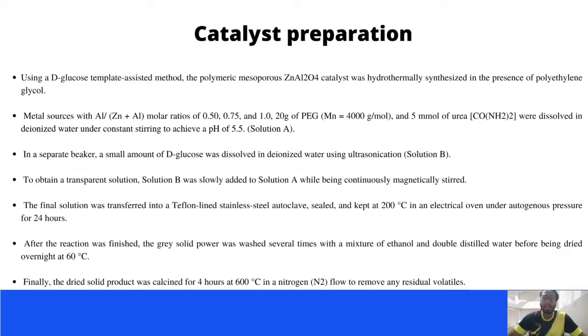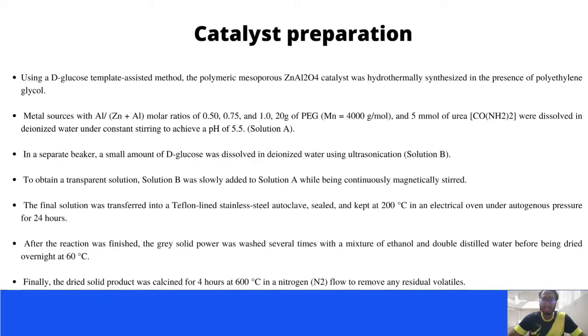Hello, I'm Surya Tamilvanan and I'll be presenting the preparation of the catalyst that we use in the production of our biodiesel. The catalyst that we use is zinc aluminate. The production of the catalyst is basically by using a D-glucose template assisted method. The polymeric mesoporous zinc aluminate catalyst was hydrothermally synthesized in the presence of polyethylene glycol.